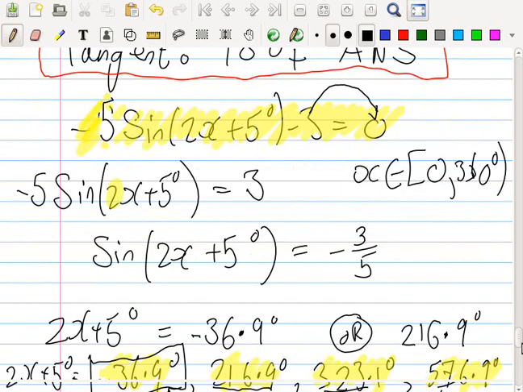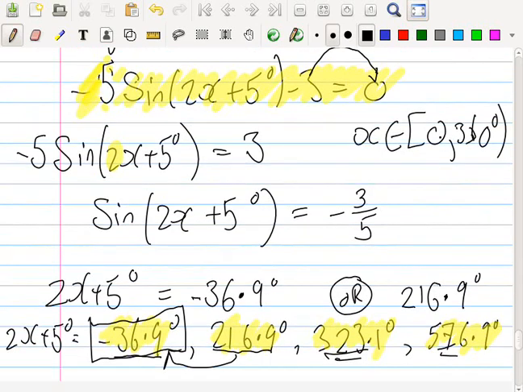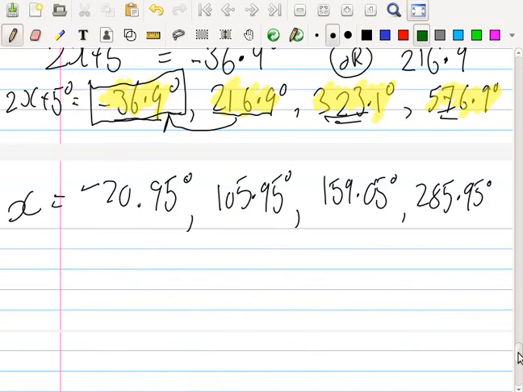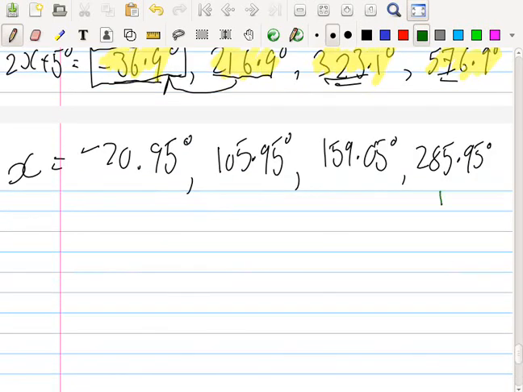I need x to be between 0 and 360. So if we look here, this one is fine, this one is fine, this one is fine, but this one here is not fine. Now listen carefully. That does not mean I reject it. I keep it, but I have to fix it.